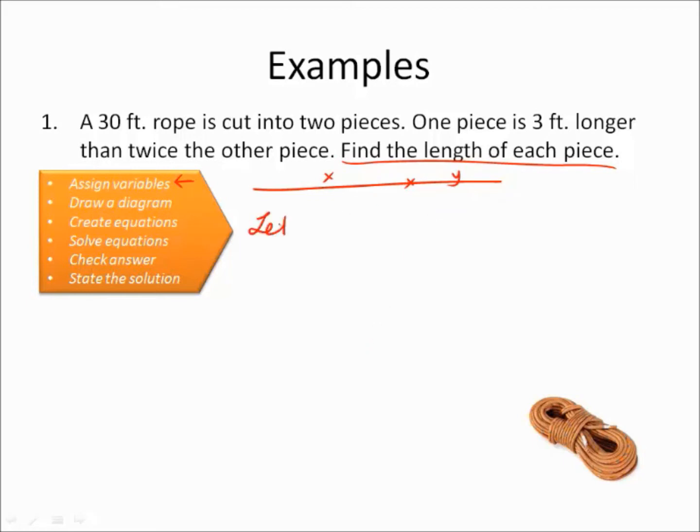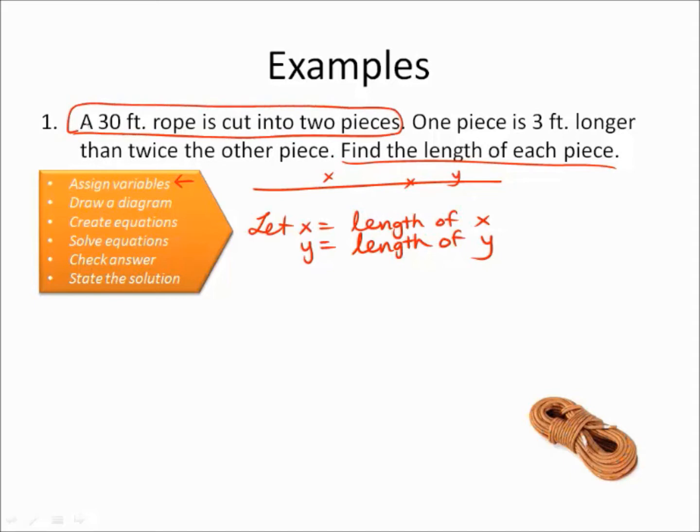So you can let x be the length of piece x and y be the length of the y piece. You'll notice that the first sentence tells us that the two pieces together combine to a 30-foot rope. This actually tells us the first equation that x plus y is a total of 30.